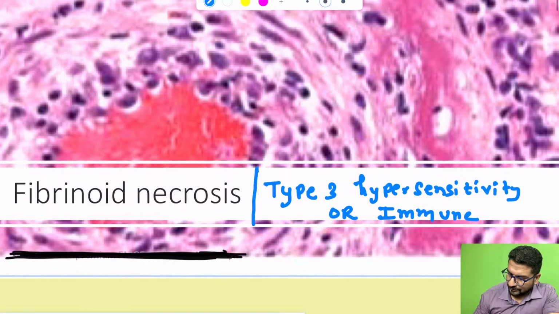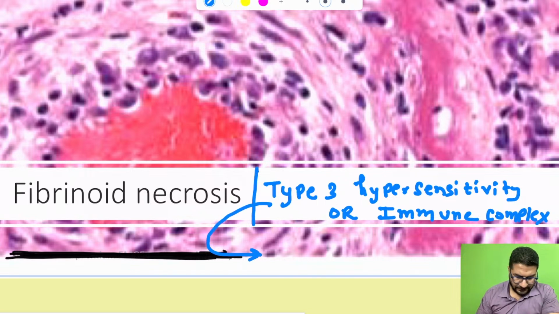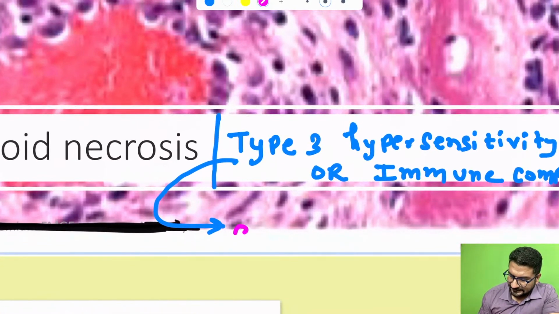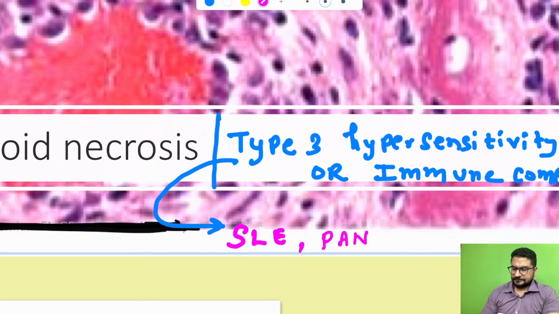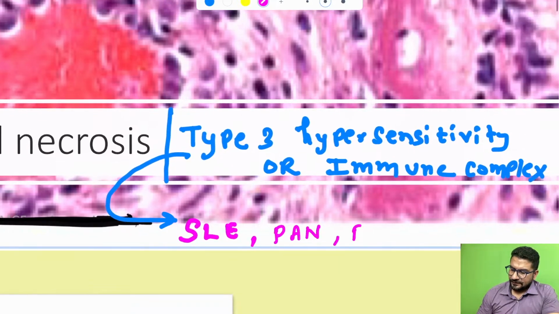So wherever you will see immune complex formation, you will see this type of necrosis. So type 3 or fibrinoid necrosis, where will you see this? In a patient with SLE. Anywhere else? Anyone? With PAN, polyarteritis nodosa. You can see fibrinoid necrosis in rheumatic fever. And the last one which you have to remember, you can see this in a patient with malignant hypertension.